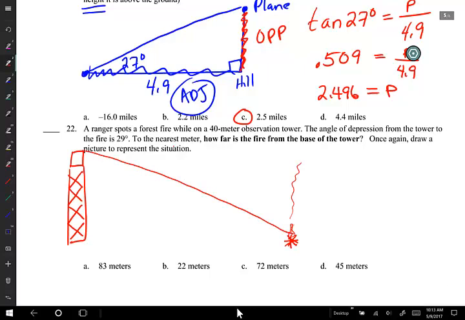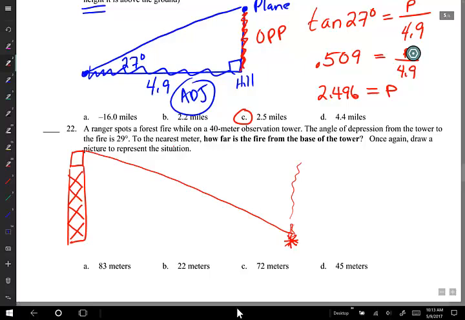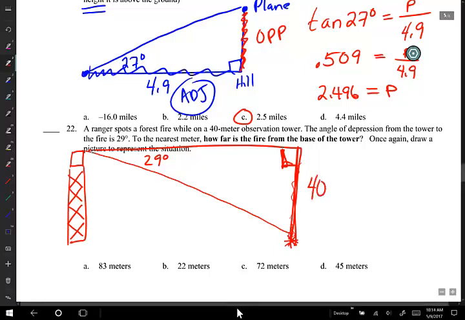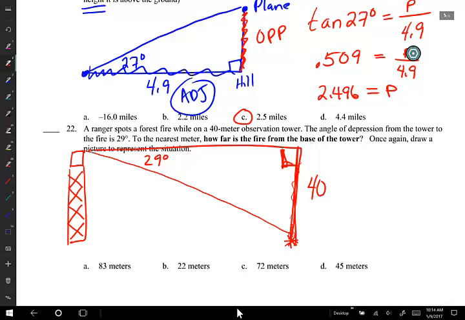Put your arm straight out like you're looking on the horizon. Now, move your arm down to the fire. That is the angle of depression. So you draw a picture like this. Here's your right angle. Our angle of depression is 29 degrees. How tall is his tower? 40 meters tall. By the way, that's pretty tall. That's taller than the field house. So he's way up there on top of a hill.